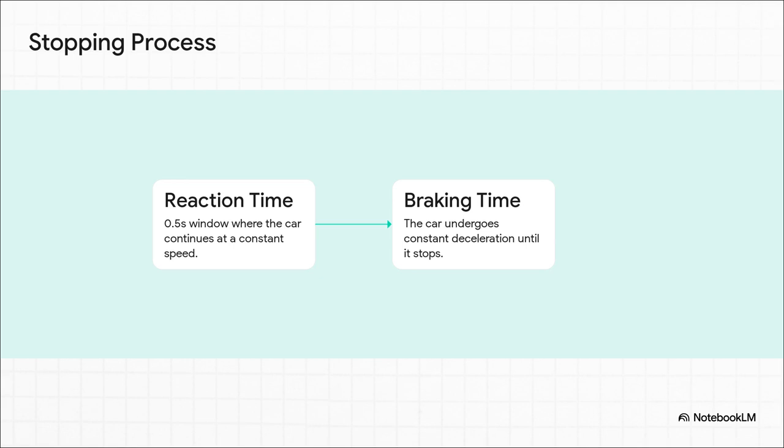Now our math has to be split into two very distinct physical phases. Phase 1 is the 0.5-second reaction window. The driver's brain registers that red light, but their foot hasn't actually hit the brake yet, so the car is still cruising at a constant speed. Phase 2 is the braking window, where the brake pads finally engage and the car begins a constant deceleration right up until it completely stops.